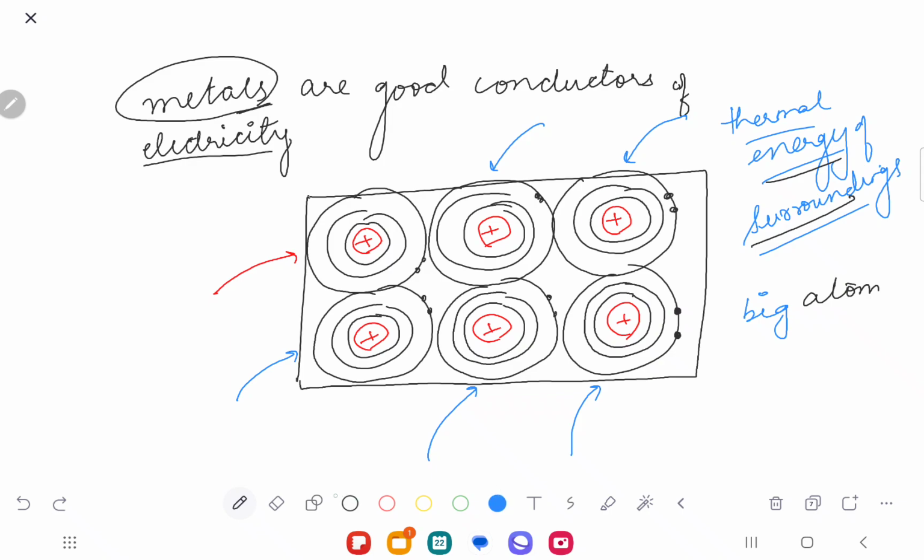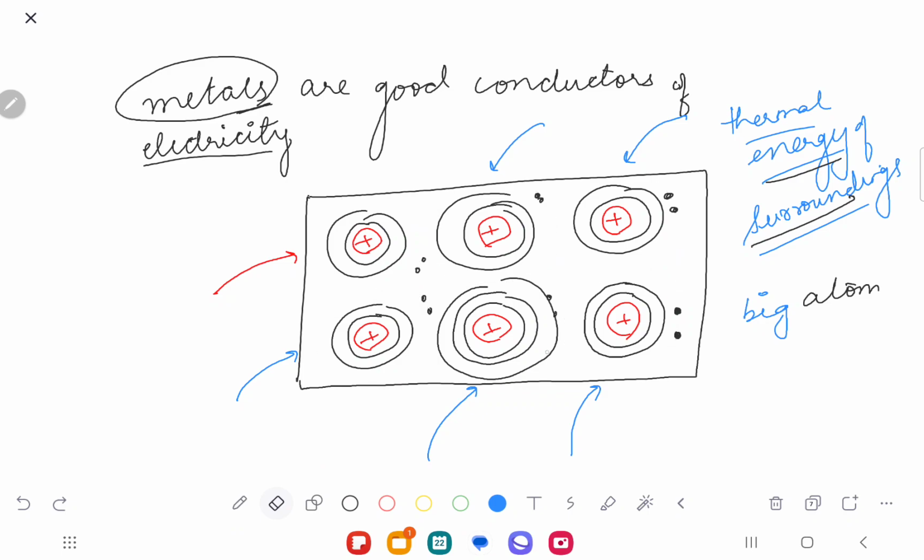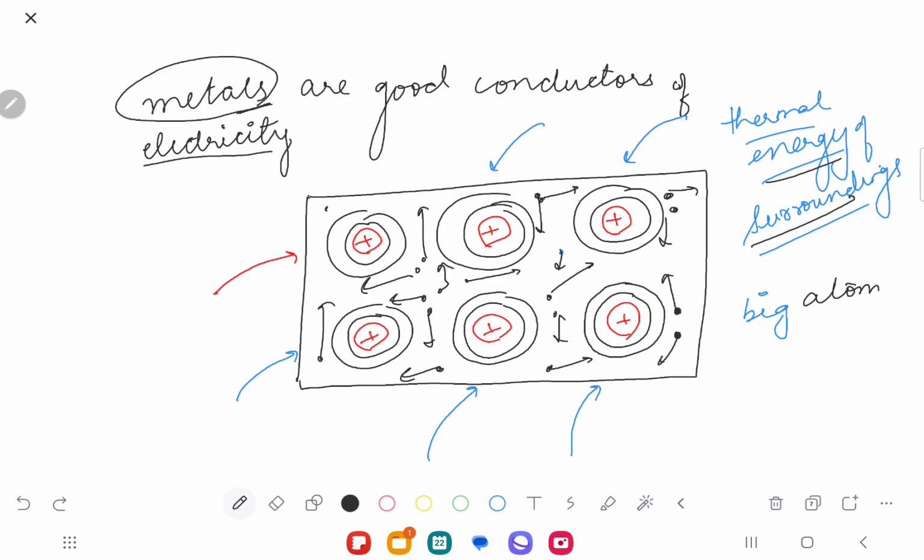So basically, the last shell really doesn't have any value. So we can just remove these last shells because, when there is no electron in these last shells, these electrons are set free. And now these electrons keep on moving randomly in different directions because they have this thermal energy. Are you understanding my point? Any doubts in this? So this is the basic concept of thermal energy.